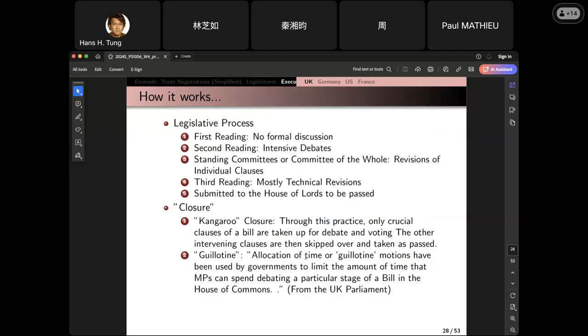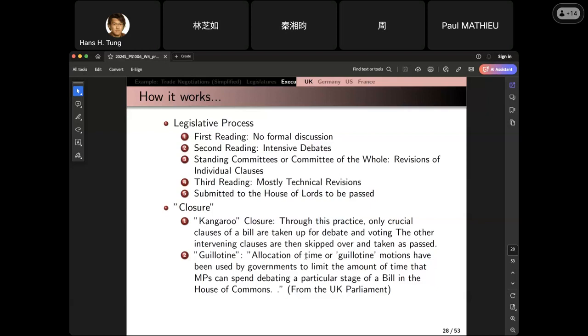But there are all kinds of interesting ways modern Congresses make themselves more efficient, because democratic deliberation sometimes takes a long time. So there are two kinds of closure here. The first one is the kangaroo closure. What is this? Through this practice, only crucial clauses of a bill are taken up for debate and voting, and the other intervening clauses are skipped over and taken as passed. This is, as I said, to enhance the efficiency of the Congress.